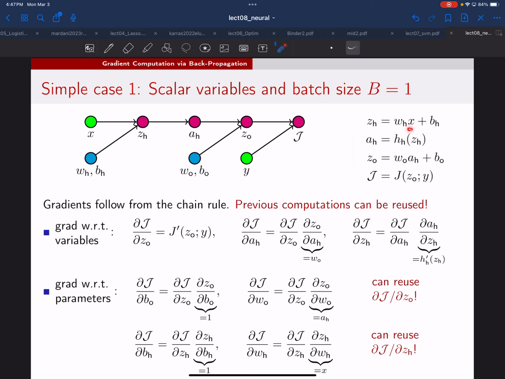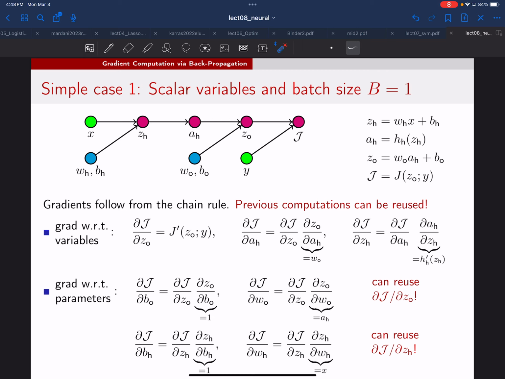We, given x and our parameters, we compute zh. Then given our activation function and zh, we can compute ah. And then given ah and our output parameters, we can compute zo. And given whatever loss we're working with, it might be cross entropy, it might be quadratic, but we know what it is. Given our label and our score, we can compute our final loss over the batch. So this is the forward pass. We do this first. And now these are all numbers for us. They're numbers that are stored in memory. Any questions on that part?